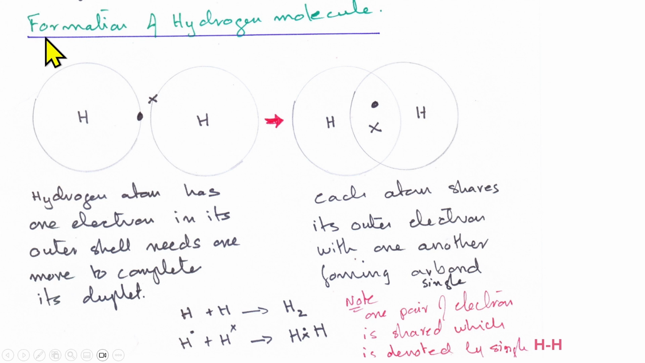First of all, we'll study the formation of bonds between the same elements. First of all, it is the hydrogen molecule. As you can see, I have drawn their dot and cross structures.